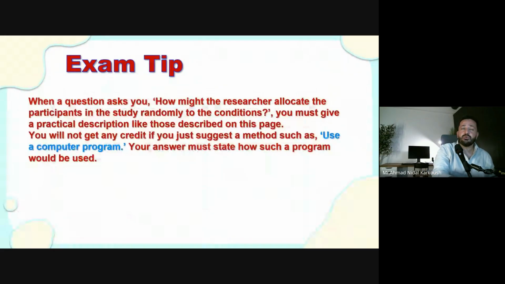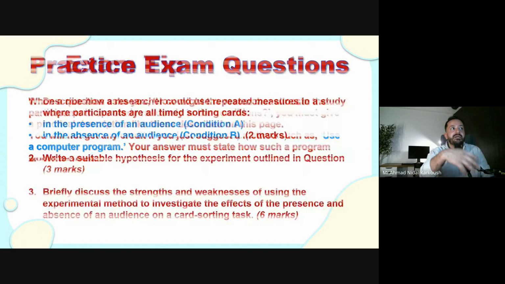And when a question asks you in the exam, how might the researcher allocate participants in a study randomly to the conditions, you must give a practical description. You must actually describe, just like I described using Farida Muhammad and Farida Muhammad. You have to give a practical description of what the researcher should do in detail. You will not get any marks if you just suggest a method. If you just say something like, use a computer program, and the computer program will randomly select, no. Your answer must state how such a program would be used and how it would actually get the whole thing done.